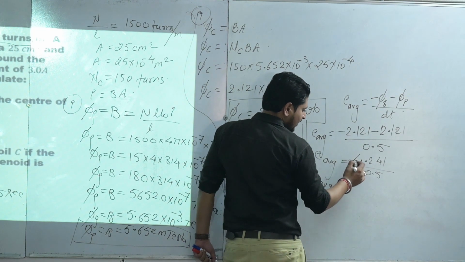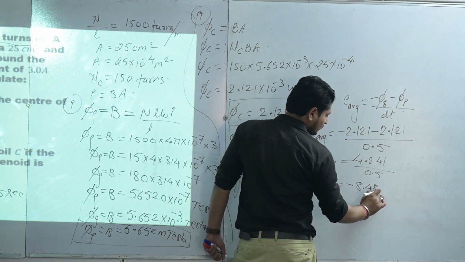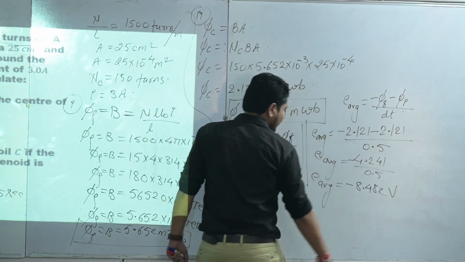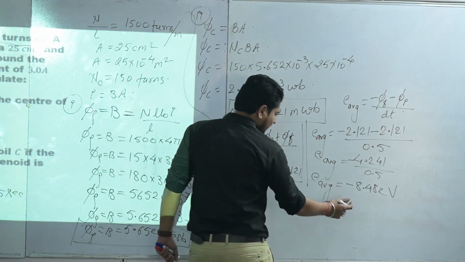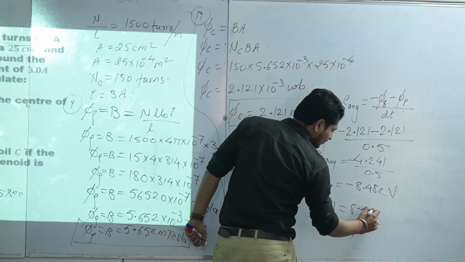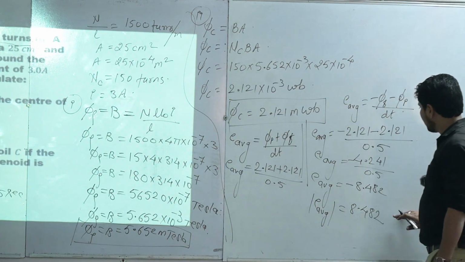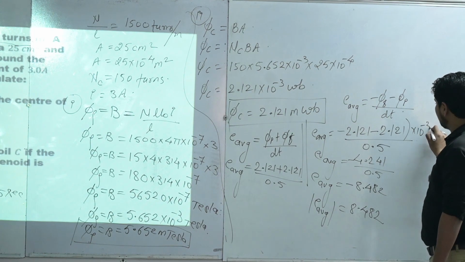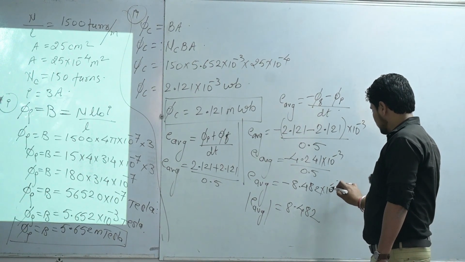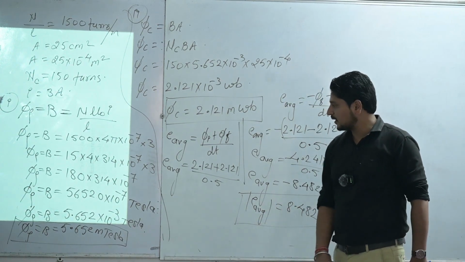सो दिस इज E एवरेज, माइनस में आएगा. सो दिस इज माइनस 8.482. ये वोल्ट में, वेयर वी नेगेटिव साइन इंडिकेट दैट देयर इज लॉस ऑफ एनर्जी. एंड अगर मैं यहाँ से मैग्नीट्यूड ऑफ एवरेज ईएमएफ ले लूँ, सो दिस इज 8.482. यहाँ मिली वेबर है. सो मिली वेबर होने के कारण यहाँ पे आपका 10⁻³ कॉमन आ जाएगा, एंड दिस इज मिली वोल्ट. सो दिस इज योर आंसर फॉर द थर्ड पार्ट.